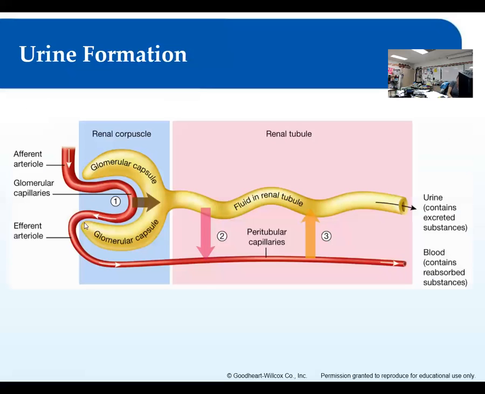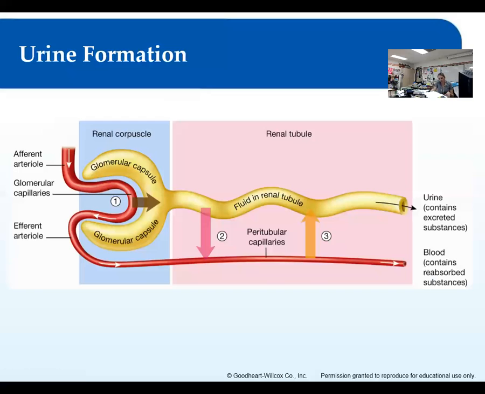Okay, so first one, this picture kind of gives you all three. First thing that happens here, this is filtration. Here we've got reabsorption. That means reabsorption back into the bloodstream. Obviously, this is a very simple version of this. And then three is secretion. So more waste and everything else still kind of leaving the bloodstream, going back into the tubules so that urine can then be excreted.